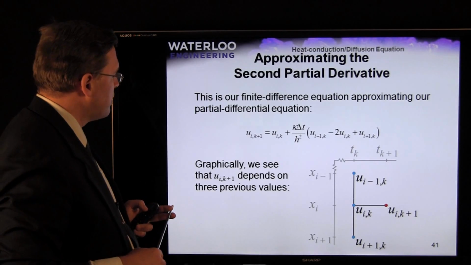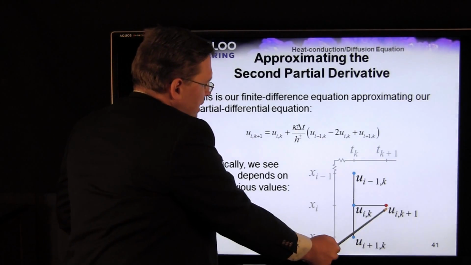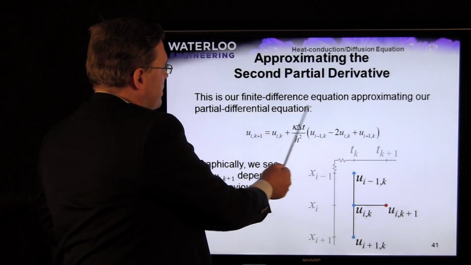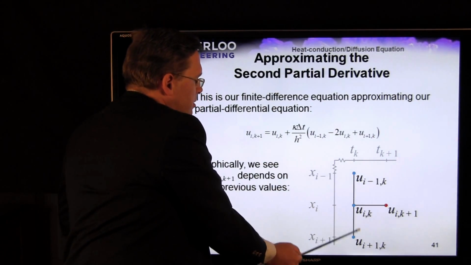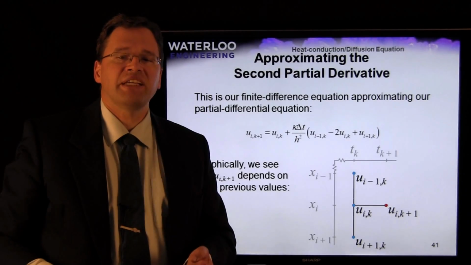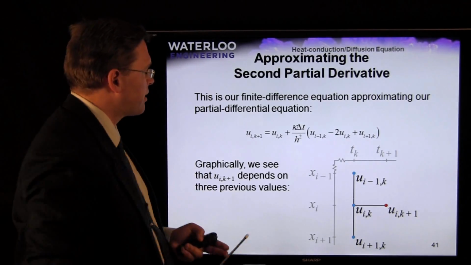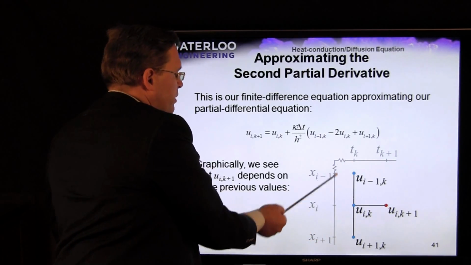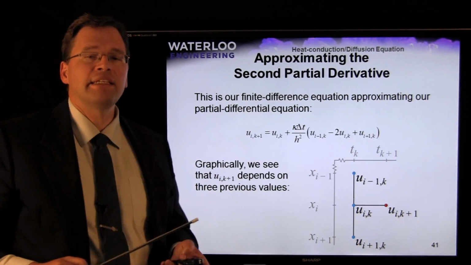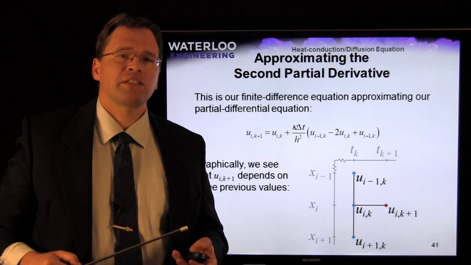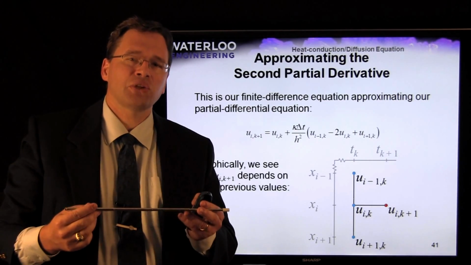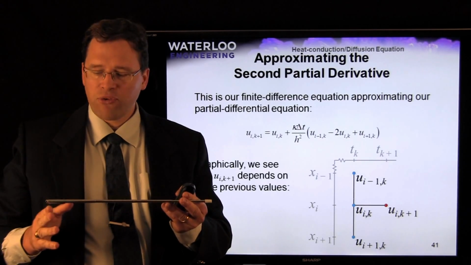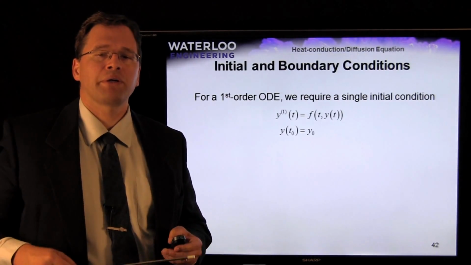Now, graphically, you notice that u sub i, k plus 1 depends on a linear combination of 3 values at the previous state in time. So at time t sub k plus 1, the value here depends only on these 3 values at time t sub k. Well, this is actually useful because we actually know what the initial state is along the entire interval, and therefore we can always start stepping forward.